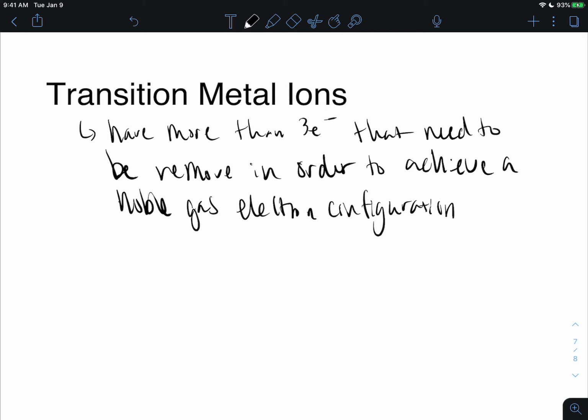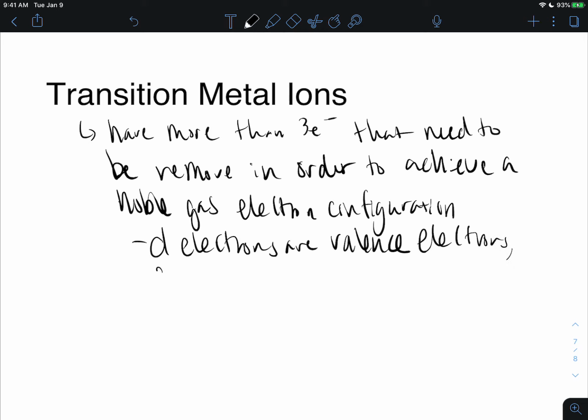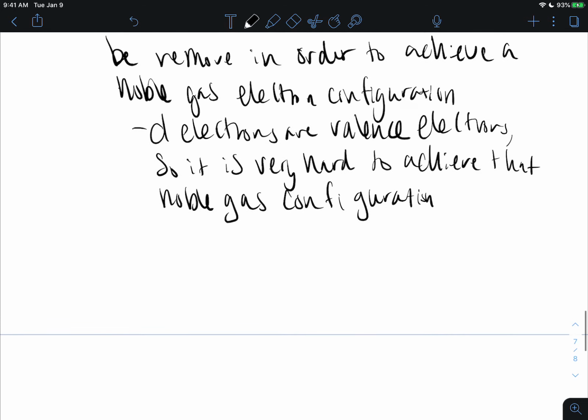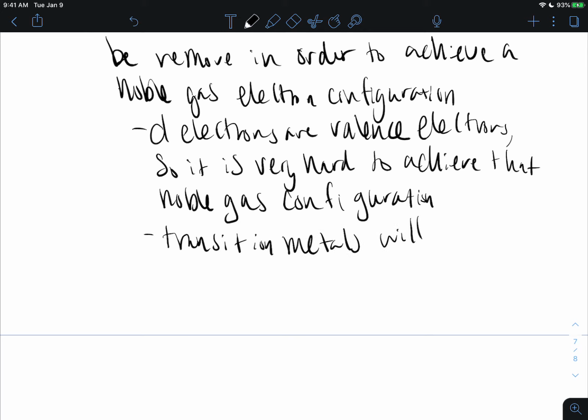So when we're thinking about our transition metals, we have to consider that our s electrons in this case are now valence electrons, not core electrons. So d electrons are valence electrons. So it is very hard to achieve that noble gas configuration. Instead, it's going to try and lose electrons that are highest energy to them. And almost always this means our s electrons. Our transition metals will form ions that remove high energy electrons.